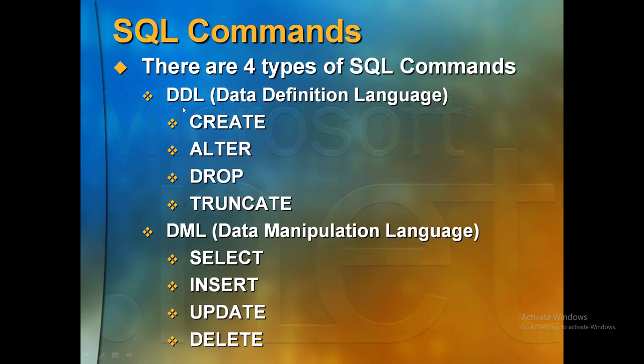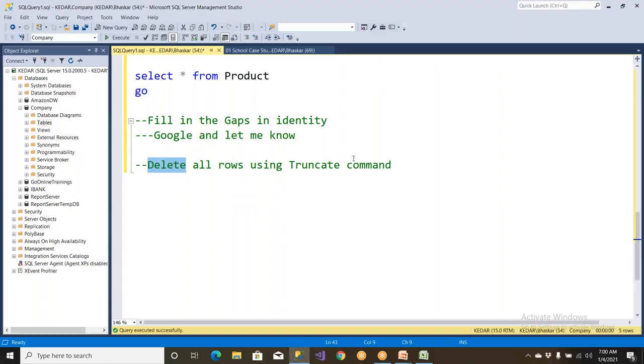What is a truncate? Truncate is a DDL command which is used to delete all the data. Okay. So what is the need for truncate? The need for truncate is if you wanted to delete all the data, delete all rows, not one row. If you wanted to delete all the rows, then use the truncate command.